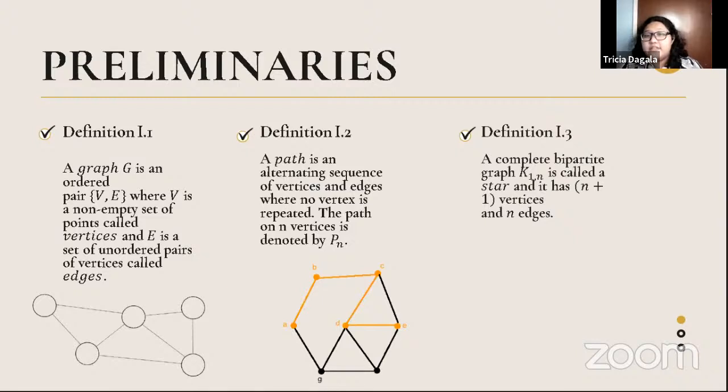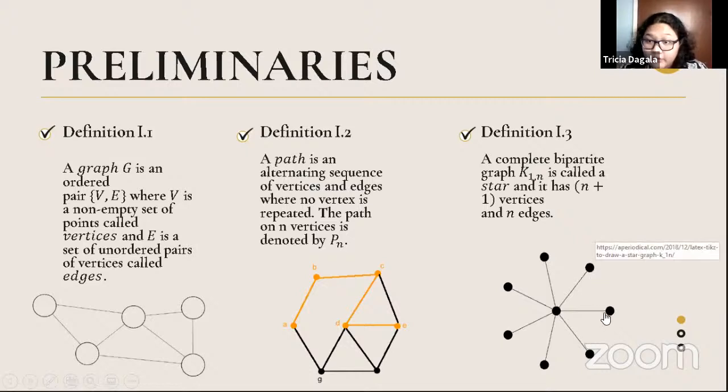For the third definition, this is a star. So what is a star? A complete bipartite graph K sub 1,n is called a star, and it has n plus 1 vertices and n edges. Look at this figure, we have 1, 2, 3, 4, 5, 6, 7, 8 vertices. So we expect that this figure has 7 edges: 1, 2, 3, 4, 5, 6, 7. So it satisfies the condition of the definition of a star. So this is a star.